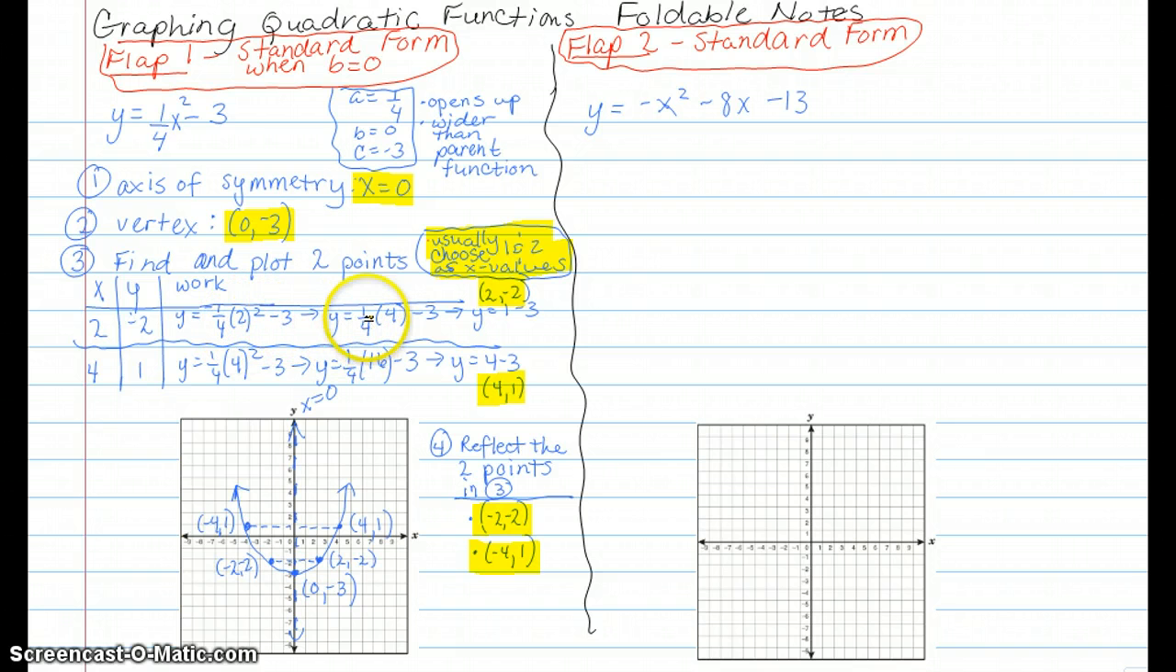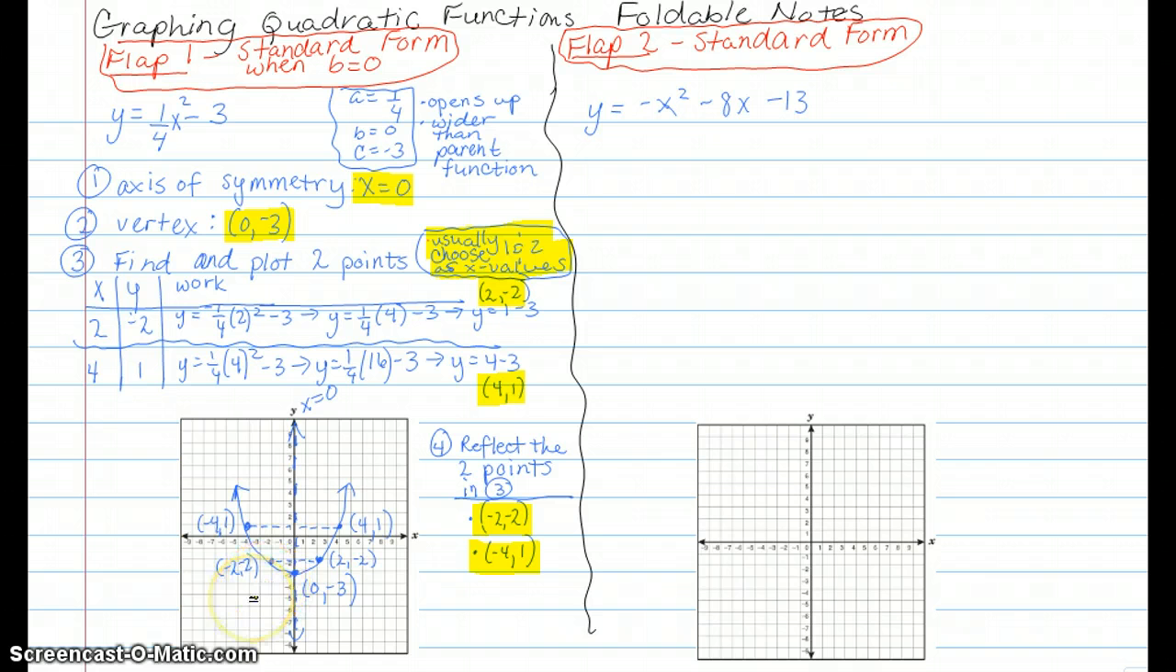So y equals 1/4 times 2 squared, which is 4. So 1/4 of 4, that's like dividing by 4, minus 3. So 1/4 of 4 is 1, so y equals 1 minus 3, which is -2. So your ordered pair is 2, -2, which you can see plotted down here on the graph. Now I'm going to go to step 4, and we're going to reflect that. It was 2 from the axis of symmetry on the right. Go 2 from the axis of symmetry on the left. It's going to be -2, -2.